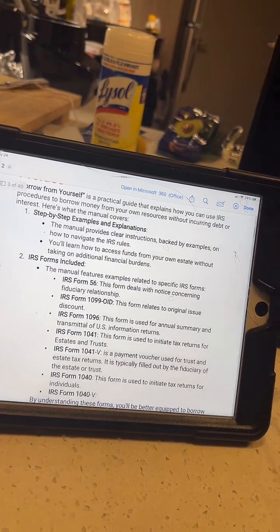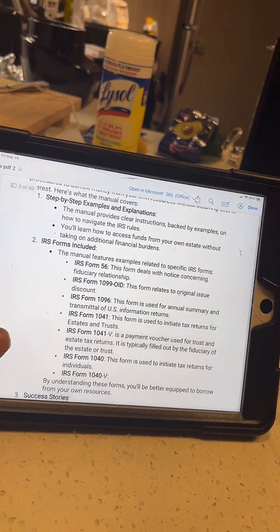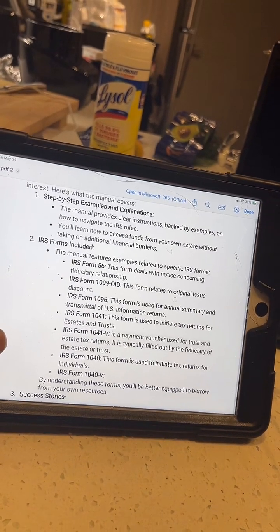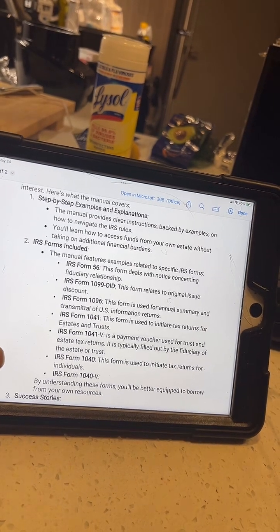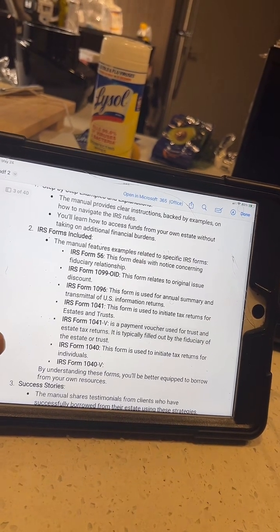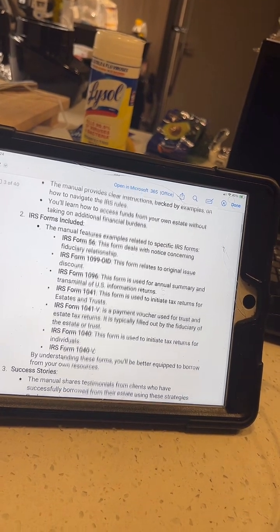Step-by-step examples and explanations. The manual provides clear instructions backed by examples on how to navigate the IRS rules. You'll learn how to access funds from your own estate without taking on additional financial burdens. IRS forms included. The manual features examples related to the specific IRS forms.